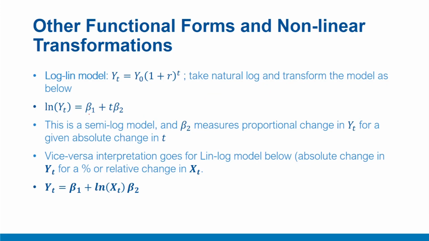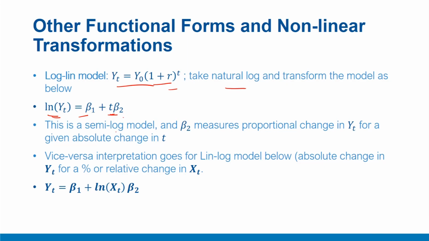Now have a look at this another expression for which we are going to use log-lin transformation, yt equal to y naught times 1 plus r raised to the power t. If we take the natural log and transform the model as below, natural log of yt equal to beta 1 plus t times beta 2, because it was 1 plus r to the power t, the logarithm transformation has made it in this form.